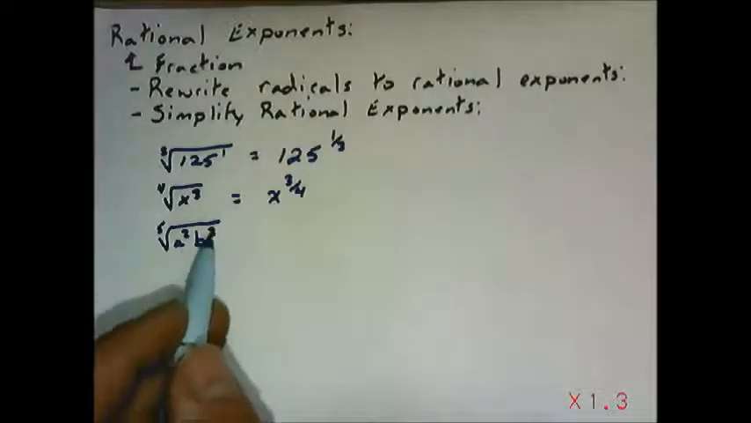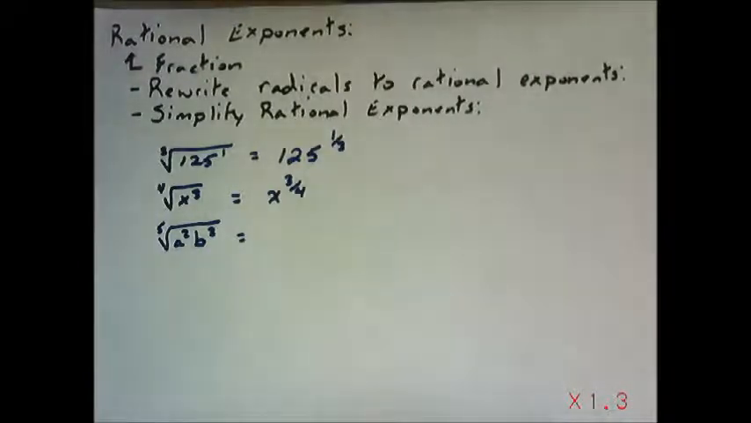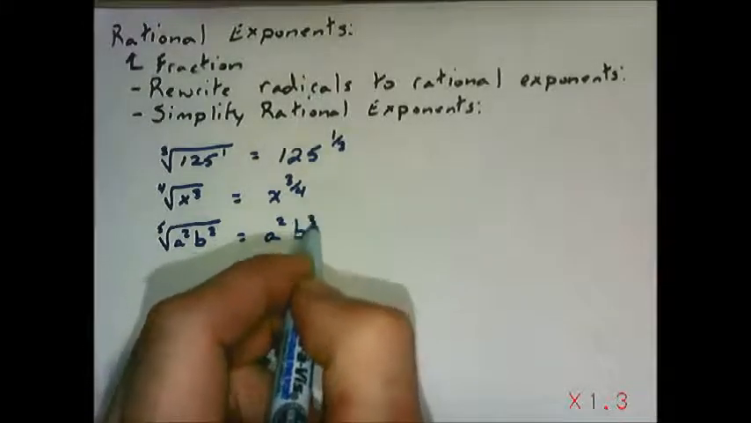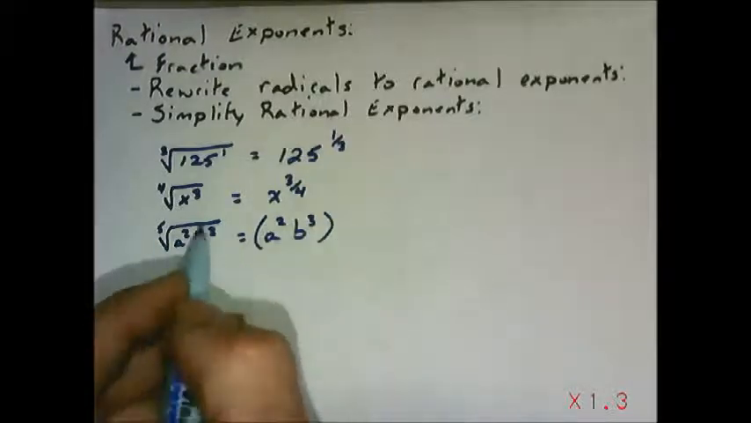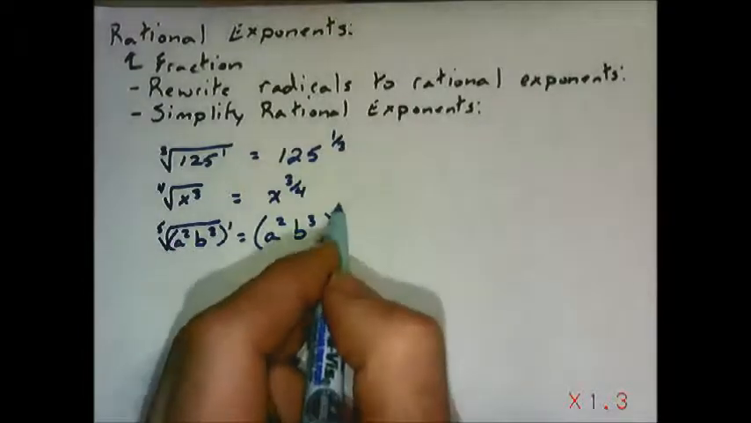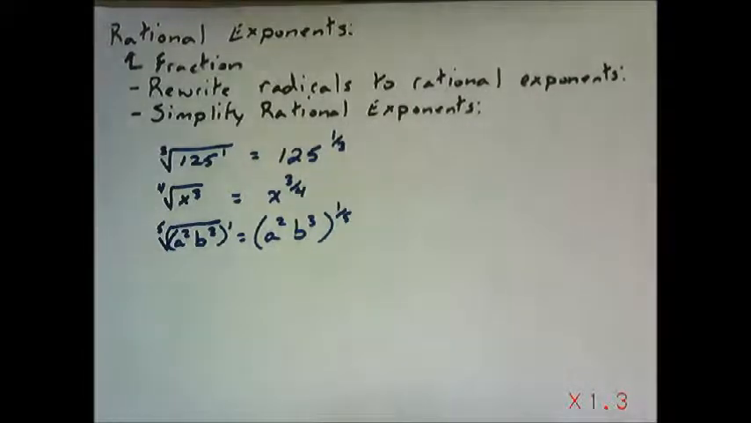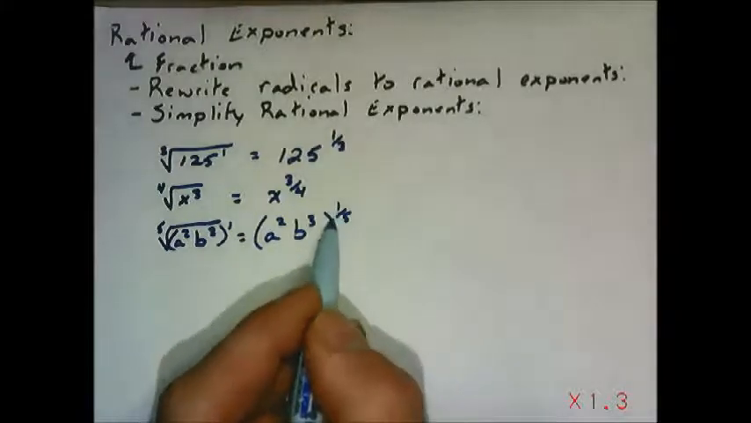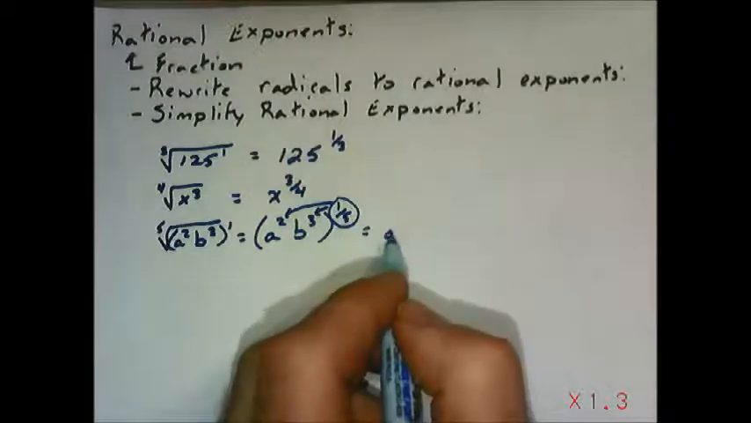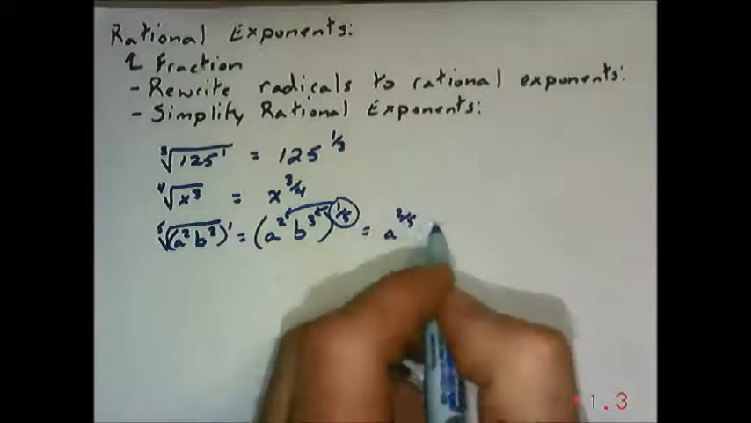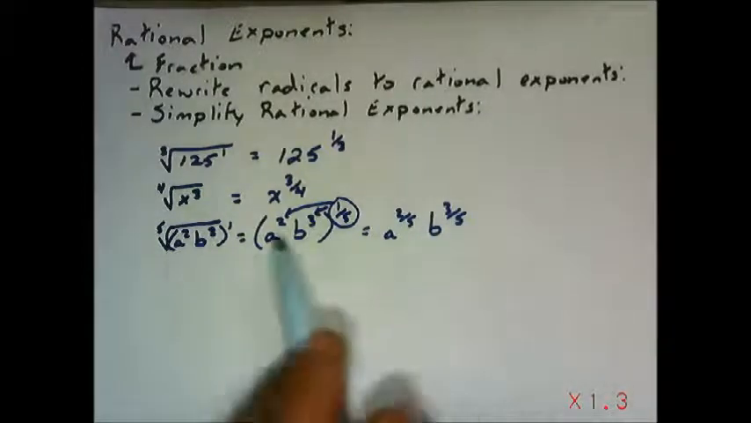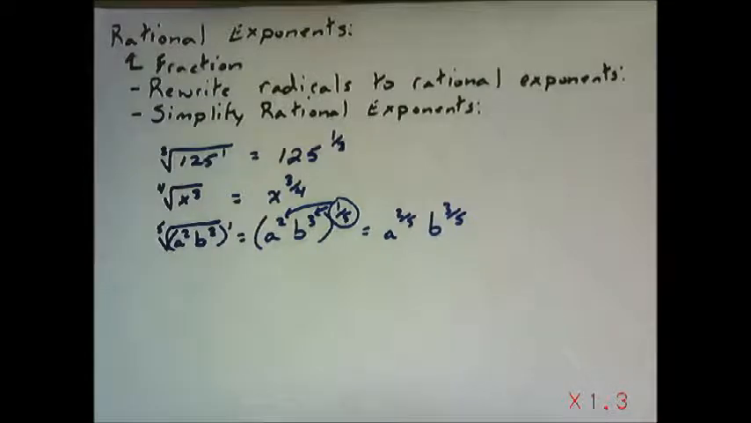So maybe we have a squared and b to the third. What we're going to do here is we can write this as the quantity of a squared b to the third. We can think of this entire radicand to the first power, so we have it to the 1/5. Using our exponent rules, we know that we can take this 1/5 and multiply it to each of these exponents. So we can rewrite this as a to the 2/5, b to the 3/5. And that would be an example of two things being multiplied together in our radicand.